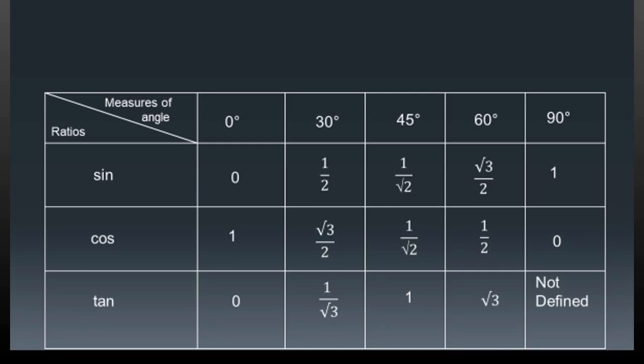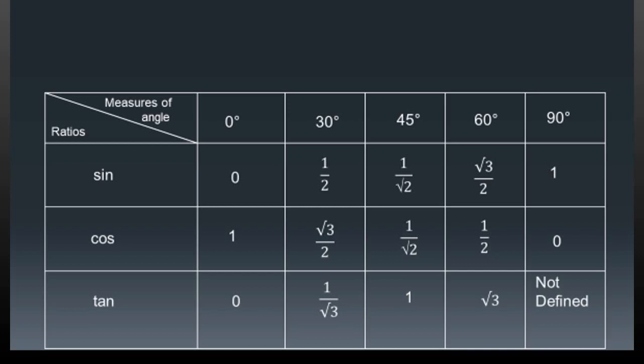Next is the ratio of cos and the measure of some angles of cos. So cos 0 degree is 1, cos 30 degree is root 3 upon 2, cos 45 degree is 1 upon root 2, and cos 60 degree is 1 upon 2, cos 90 degree is 0.